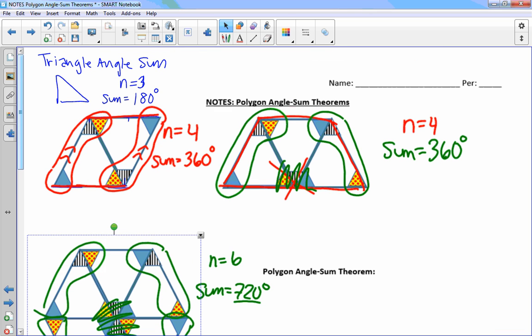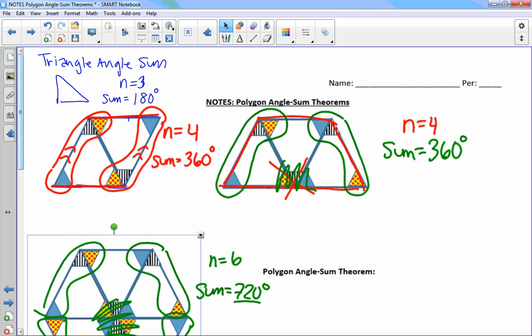The triangle, n was 3. We had one group. When n was 4, we have 2 groups. And then 6, we have 4 groups. What's the pattern? N minus 2. Triangle has 3 sides, subtract 2, you get 1 group. Quadrilateral has 4 sides, subtract 2, you get 2 groups. Hexagon has 6 sides, subtract 2, you get 4 groups.